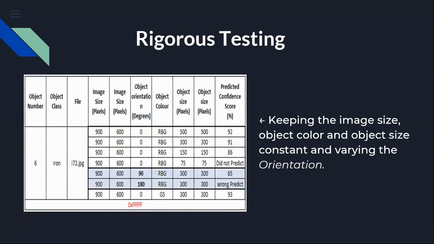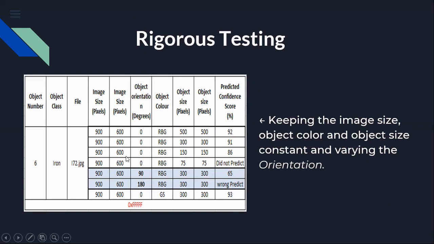Next up, I have kept the image size, color, and object pixels constant, and just varied the object orientation. So I have an image, and I tilted the image 90 degrees and further to 180 degrees. For the 90 degrees tilted image, the predicted accuracy was 65%. And when I completely put the image upside down, which is 180 degrees, the model was not able to predict that.